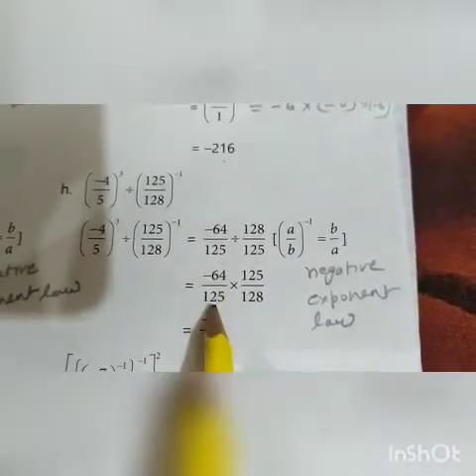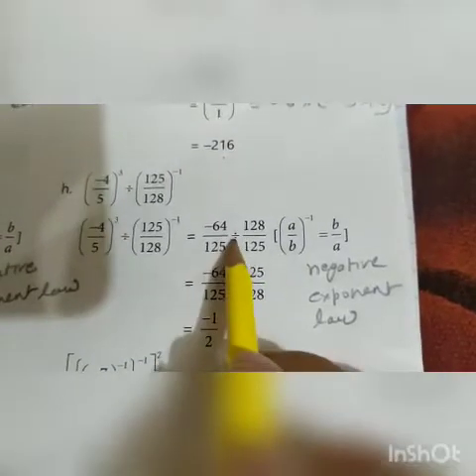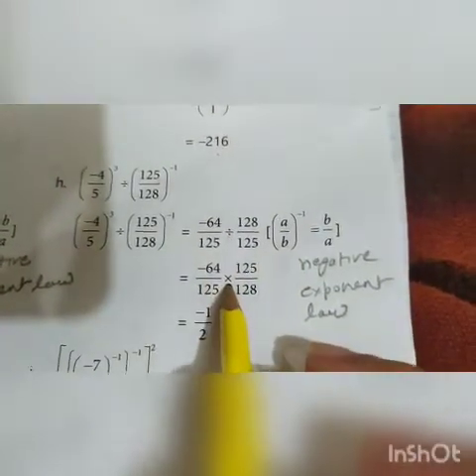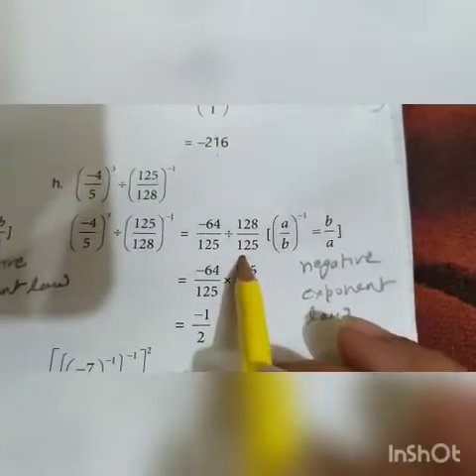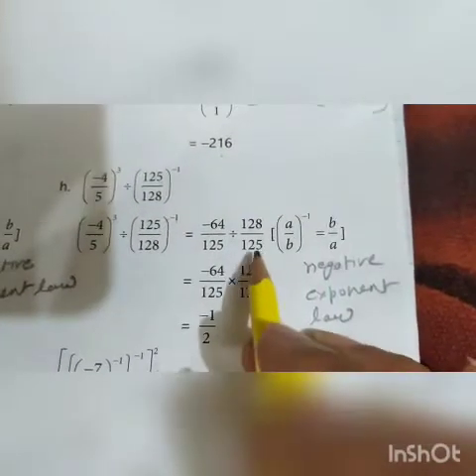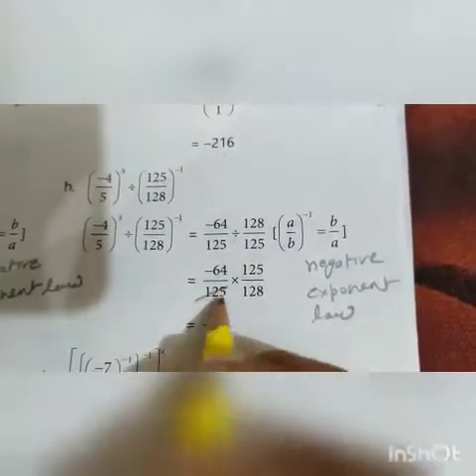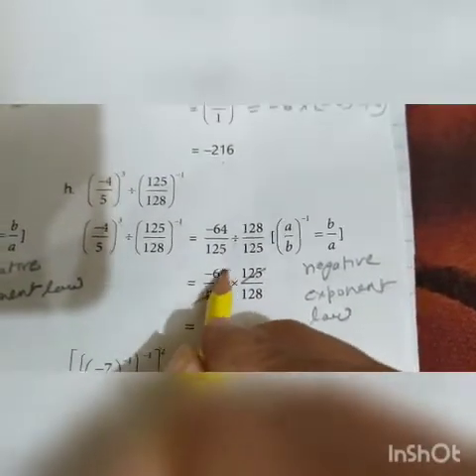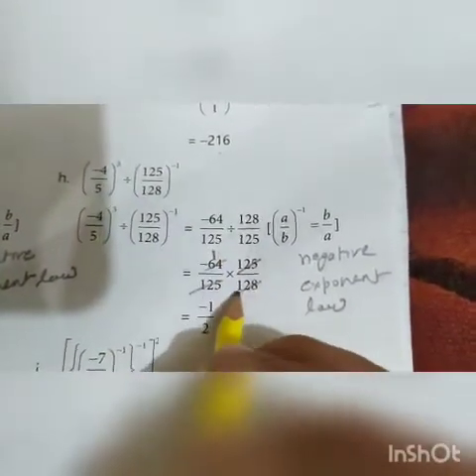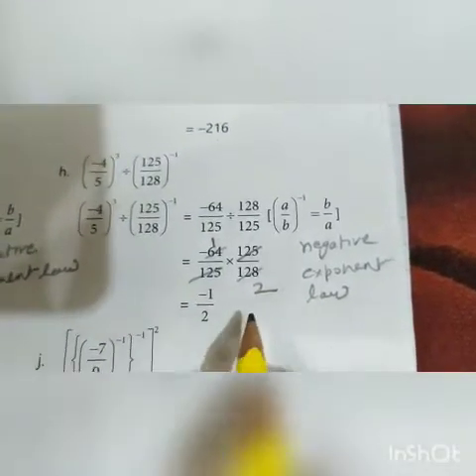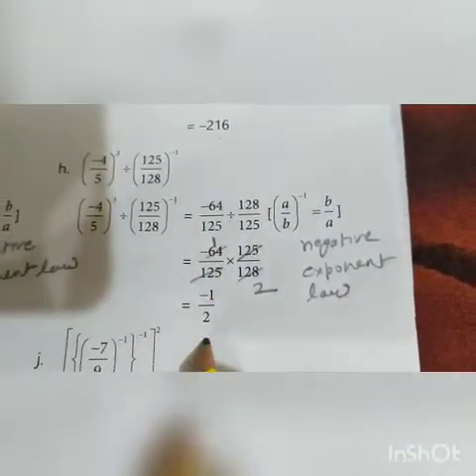Now this minus 64 upon 125, change this division sign to multiply sign and write reciprocal of second rational number. It will become 125 upon 128. 125 cancel. Then 64 1s are 64, 64 2s are 128. So it is minus 1 upon 2.